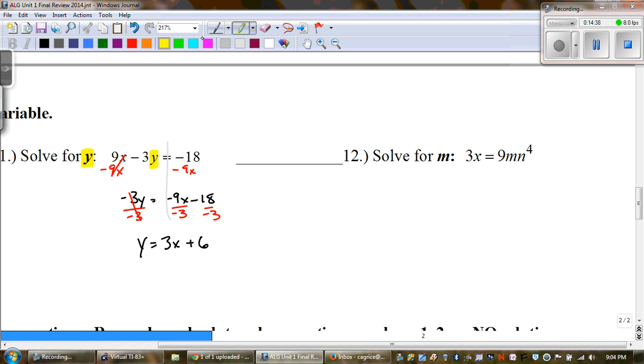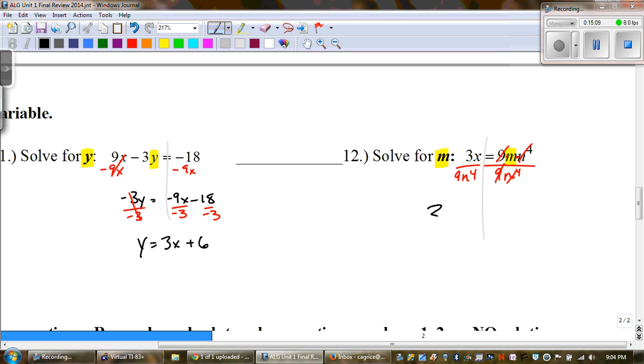Okay, number 12. We're solving for m. This one's a little bit more tricky. Okay, so I'm going to draw the line so I can see what we're doing. And the operation between all of these is multiplication. So to get rid of multiplication, I'm going to divide. I want to divide the 9 to get the 9 out of there, and I want to divide the n to the fourth, so that cancels out, okay? So over here, we're dividing by 9n to the fourth.